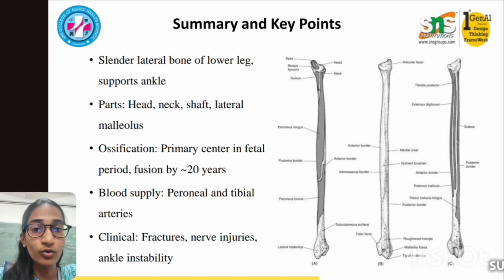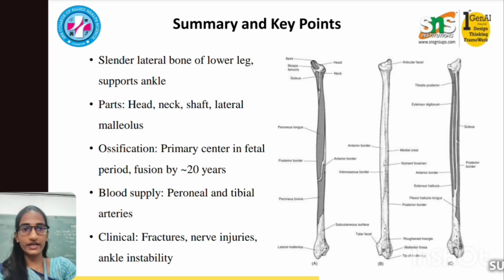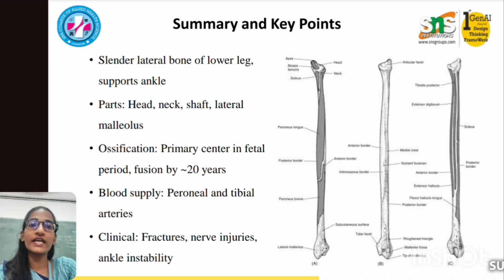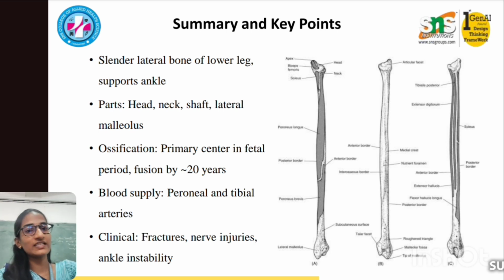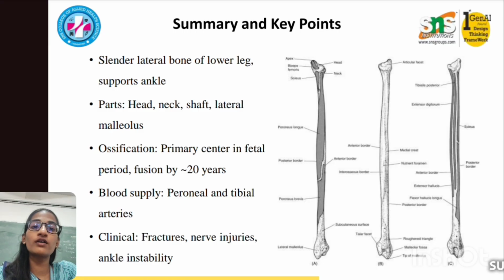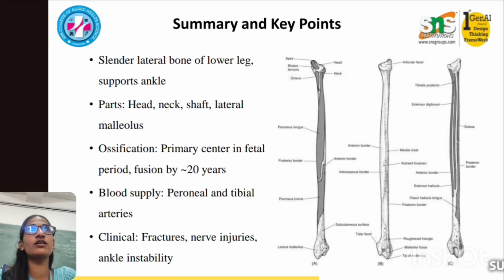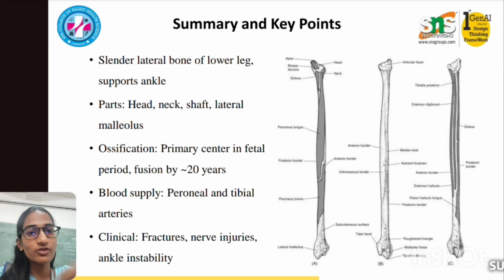And then about summary and key points, I have already told that this fibula is a slender lateral bone of the lower leg. And then we have parts like head, neck, shaft and lateral malleolus. Ossification is mainly a primary center in the fetal period. It fuses by nearly 20 years of age. And then the blood supply is peroneal or tibial arteries. Clinical features like fractures, nerve injuries and ankle stability. We have already seen about these factors.